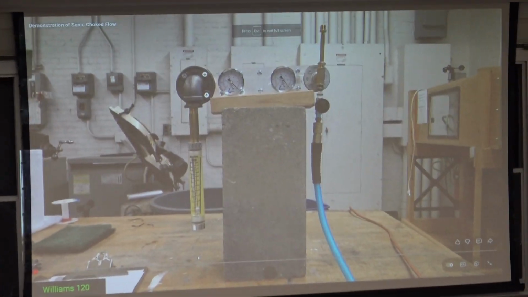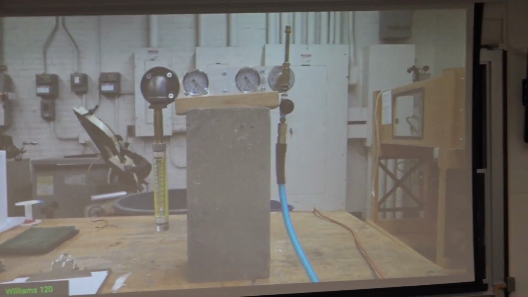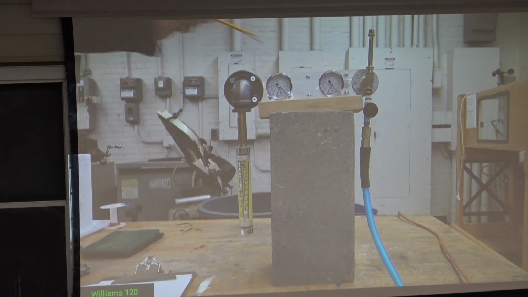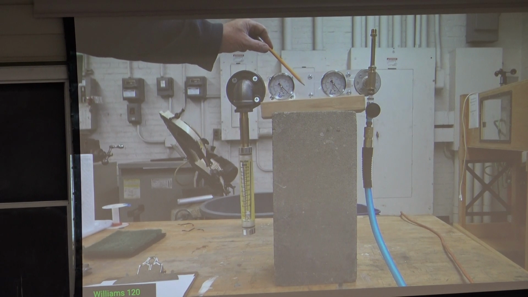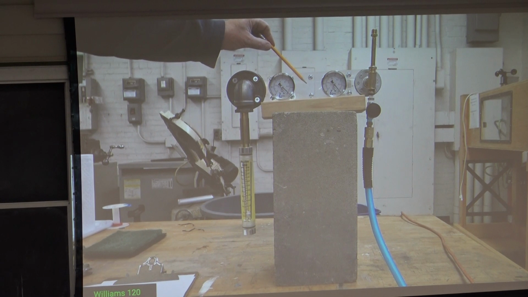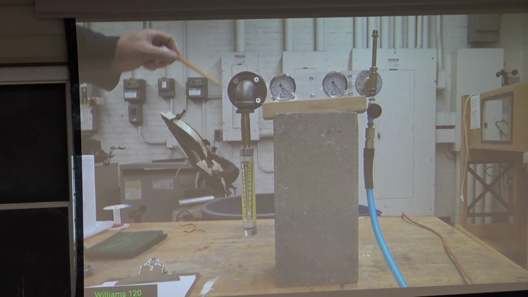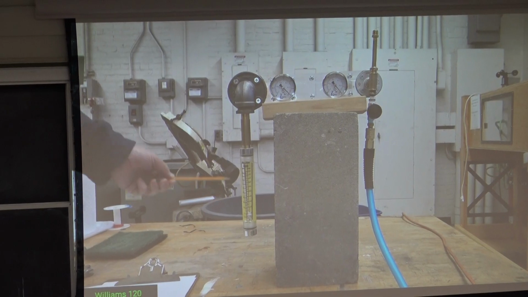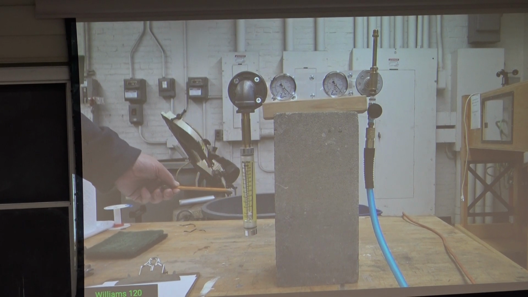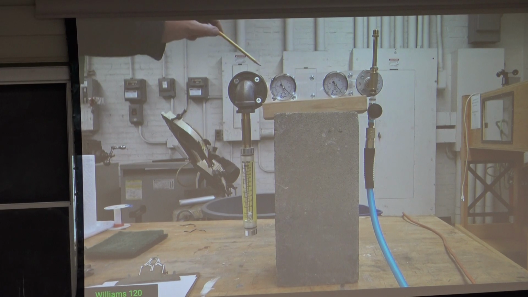Hey students, I want to do a little experiment for you today. What I'd like to do is create Mach 1 or sonic choked flow right at that restriction. The equipment attached to this machine is a flow meter right here. So this is going to measure the flow rate going through that restriction.